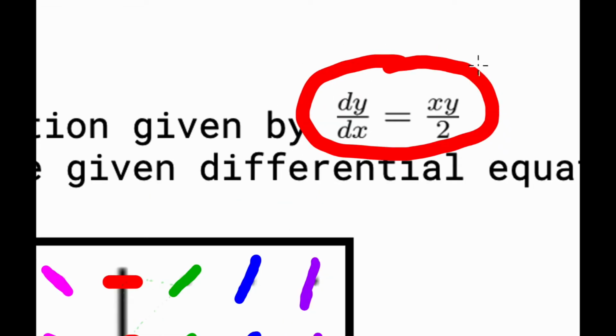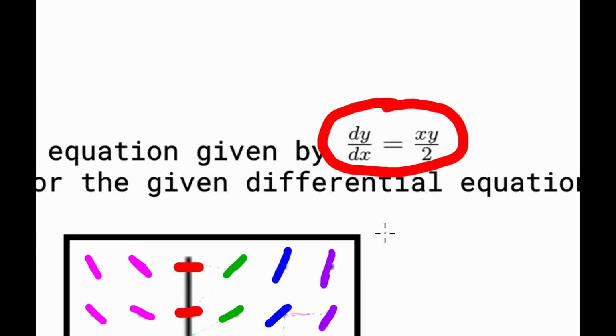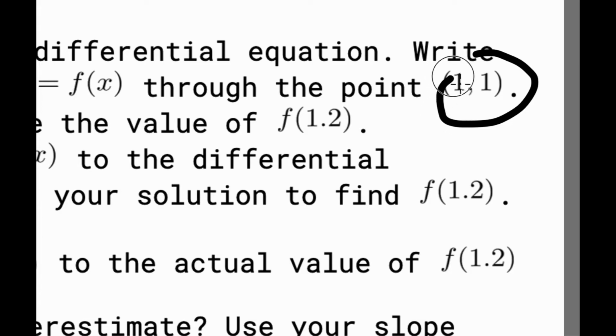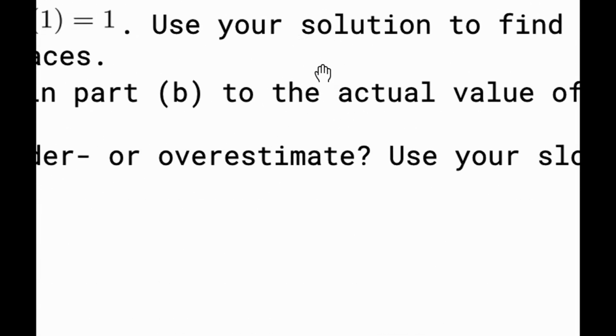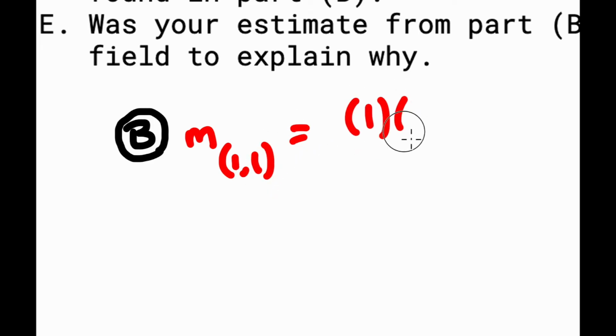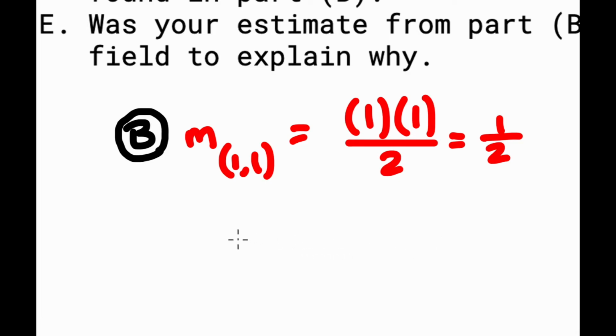Okay. Well, what's good about this differential equation, it tells us the slope of any point, including the slope at 1 comma 1, which is what we're looking for. So we're looking for the slope through 1 comma 1. So we know at least the slope at 1 comma 1. We know that the slope at 1 comma 1 is going to be equal to 1 times 1 divided by 2. So the slope is going to be 1 half. So we have the slope for our equation. It's going to be y equals 1 half x plus b. We just need to figure out this b, and then we have the entire equation.